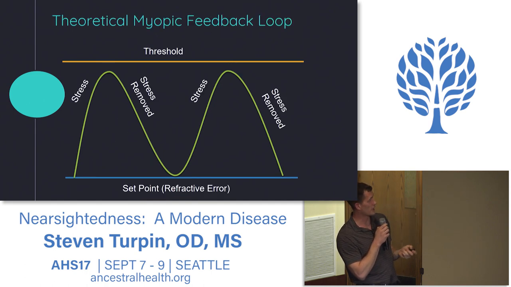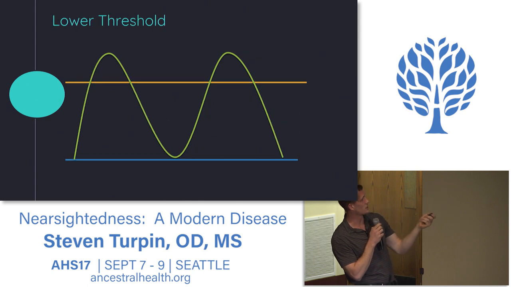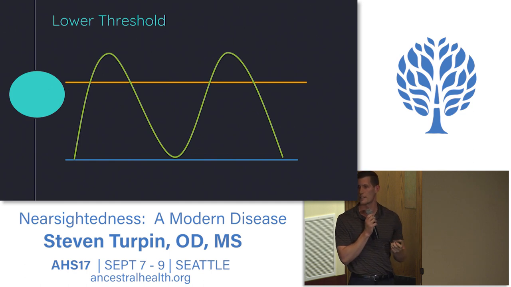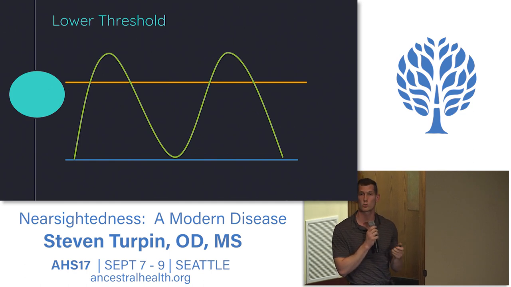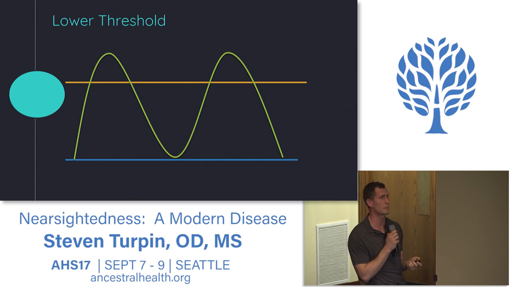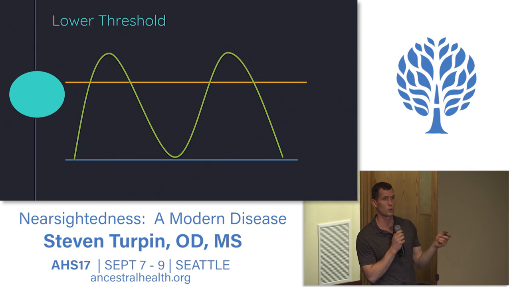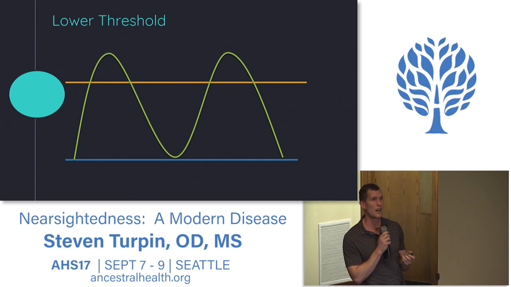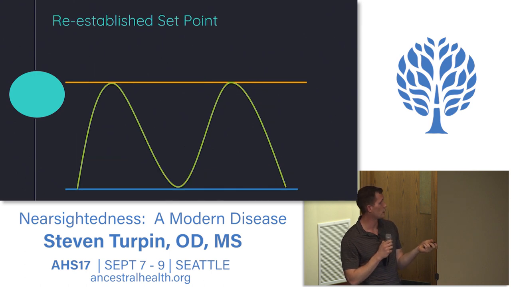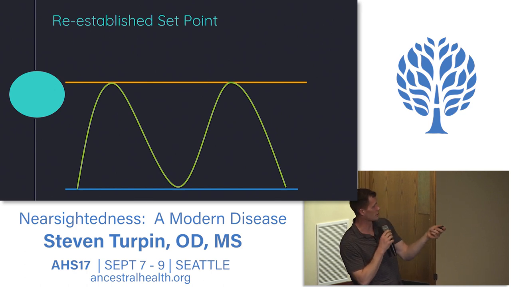And so we go back and look here. And what we see is, what happens if you lower that threshold? What if your genetic makeup is one that puts you at more risk for these things? What if you have two myopic parents, and the stress for one person didn't do anything, they're fine, but for this person, the same stress is over their threshold, and they get that new set point, so that they're no longer crossing that threshold, they're underneath it.